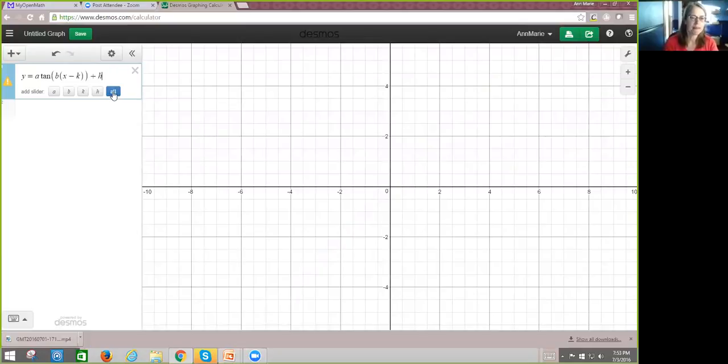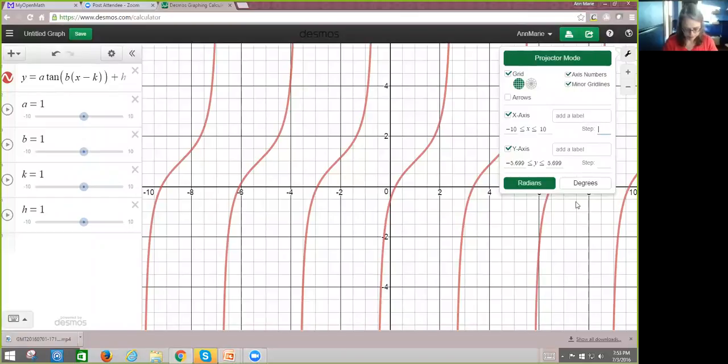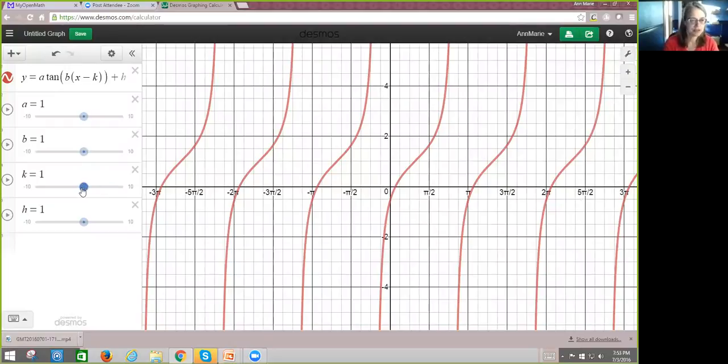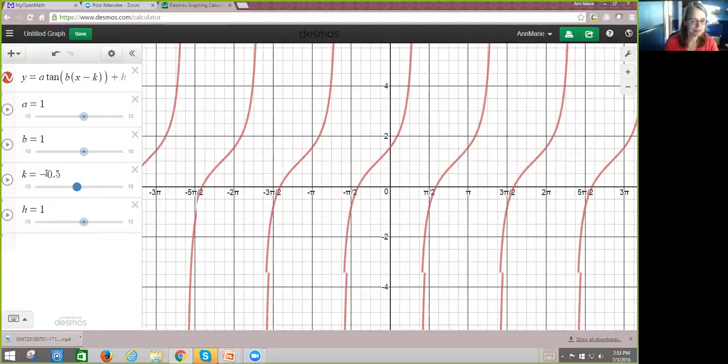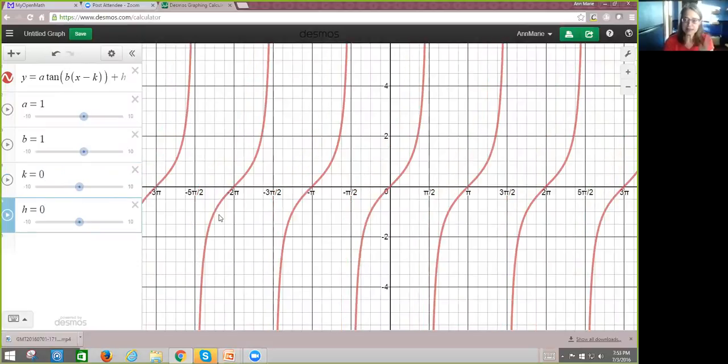So what I've done is I've just thrown the tangent function up there. We're just going to play with some of these transformations. So let's start out at 0. Okay, so here's my basic tangent function. This is the same thing that I graphed a minute ago.